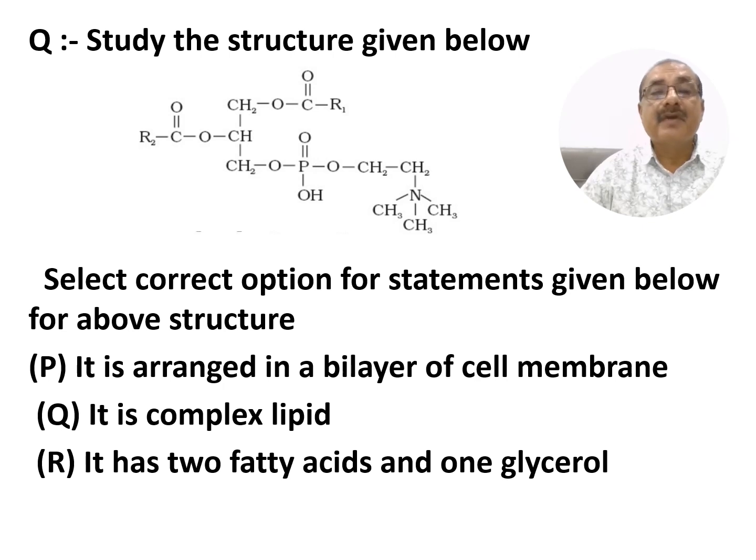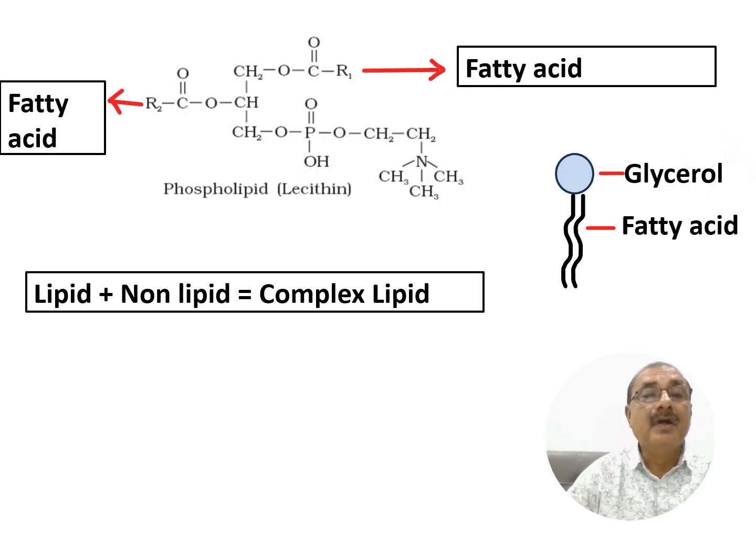Observe this structure very carefully. On the first and second carbon, fatty acids are there, but with the third carbon there is no fatty acid. So it has 2 fatty acids, and obviously this molecule is of glycerol. So glycerol is there, 1 molecule. 2 fatty acids are also there. So the third, R, is also correct. You can see here 2 fatty acids, but the third is not a fatty acid. Lipid plus non-lipid, that is a complex lipid.